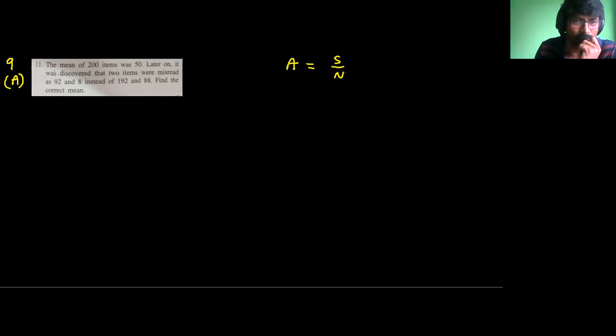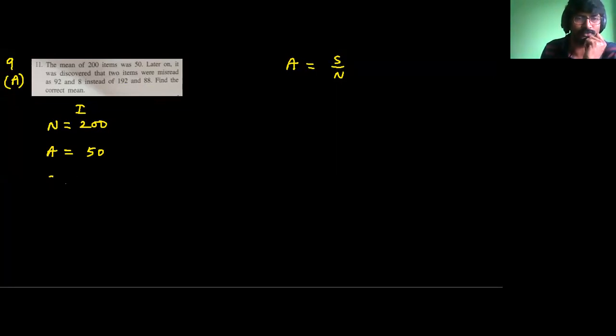So let's read the sum. The mean of 200 items. N is 200. This is case 1. Was 50. Mean is nothing but average, isn't it? Later on, it was discovered that two items were misread as 92 and 8 instead of 192 and 88.